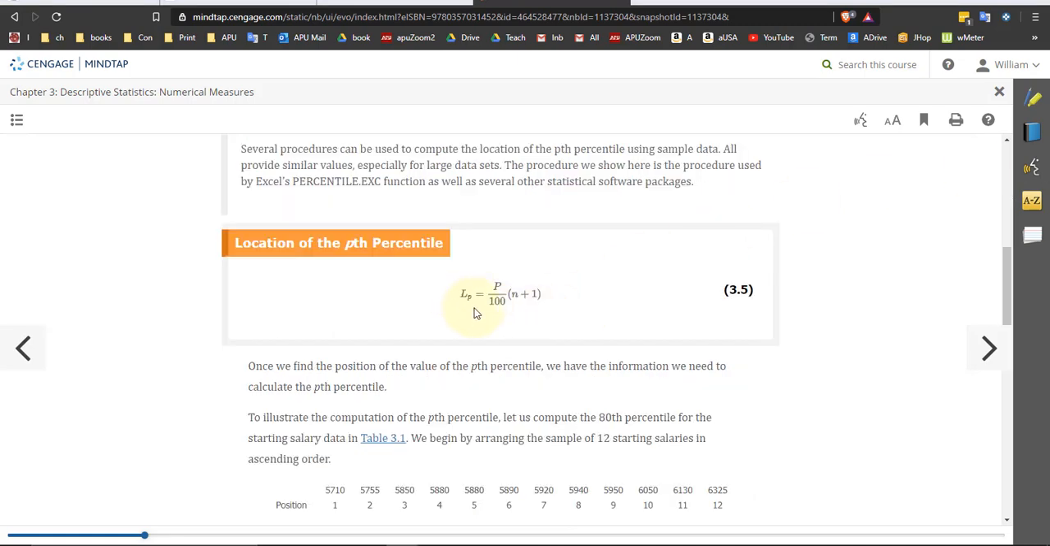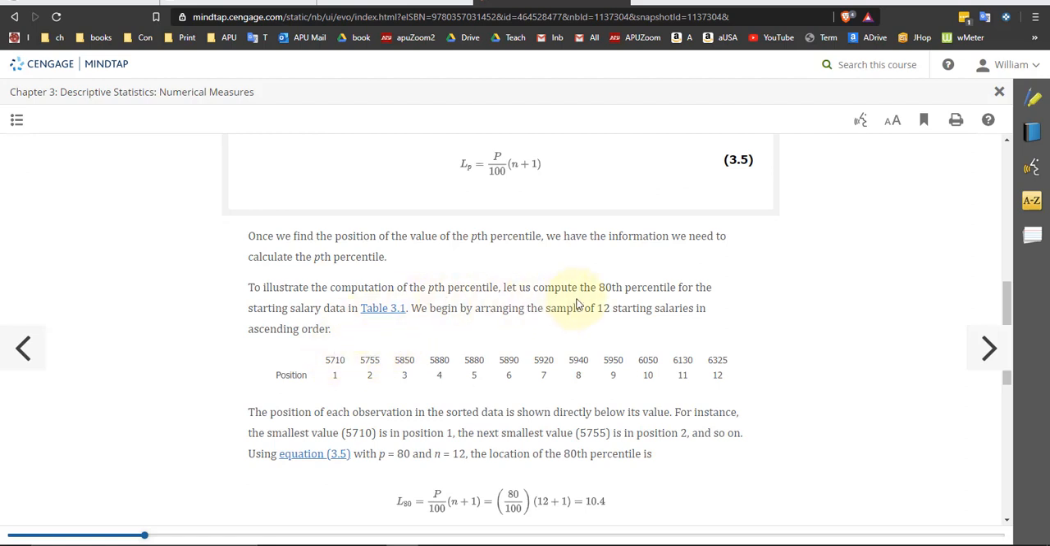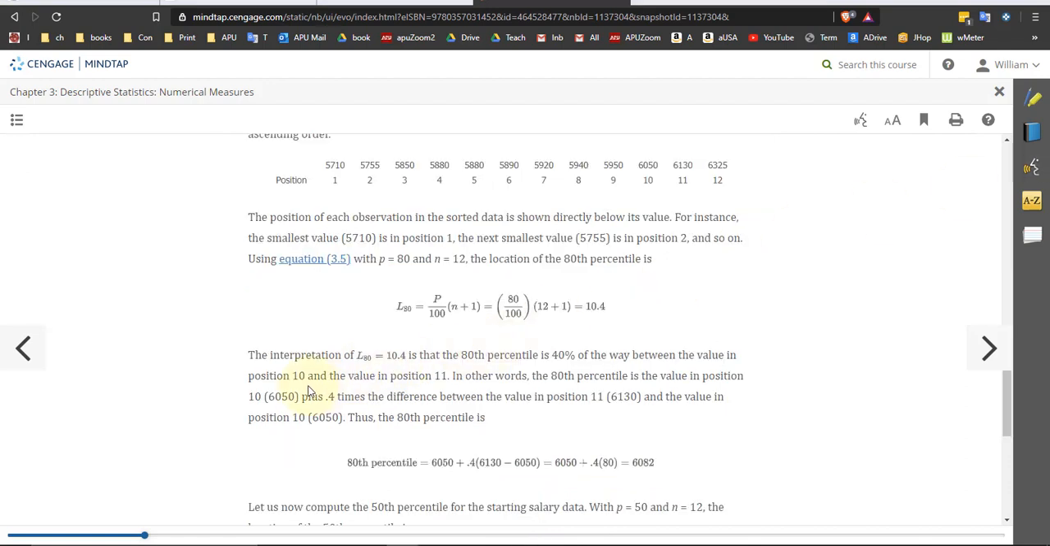And that's supposed to give us the location. Let's see how we use this. Let's take this data. This was the starting salary data. So here's the lowest one, the second lowest one, and the highest one. Suppose we want to figure out where is the 80th percentile salary. There are 12 items here. So according to the formula, we put 80 here, divide by 100, times 12 plus 1, which is 13. So we do 80 over 100 times 13, which is 10.4. So what does that mean? Position 10 is here. So you might say, well, this is the 80th percentile score.